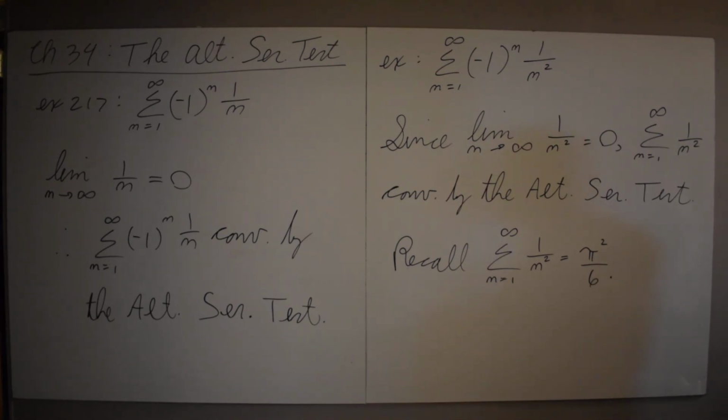Likewise, you can't say that something's conditionally convergent by the alternating series test. So that will conclude the video on Chapter 34.